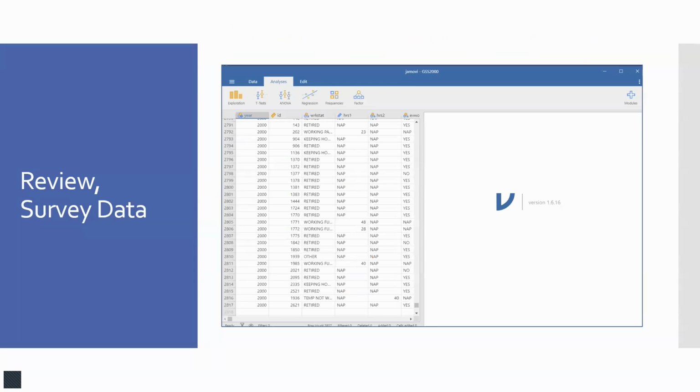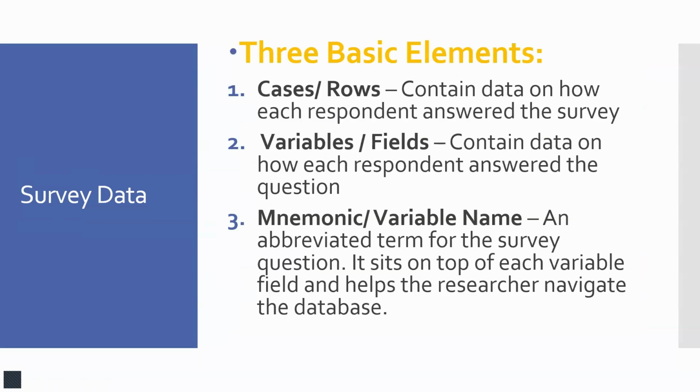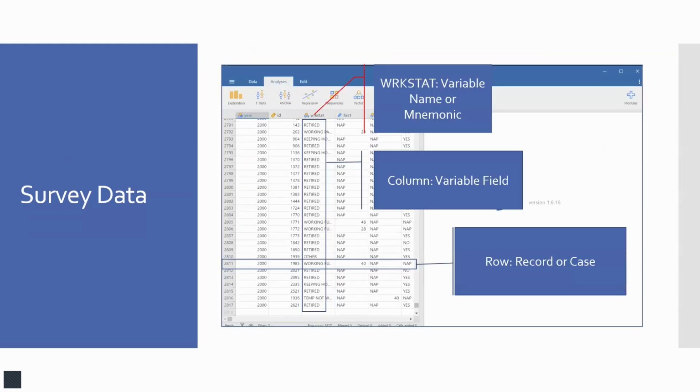Make sure to take a step back and review the Jamovi breakdowns that I did in the video, where I briefly spoke about this stuff. This looks like a data set that you would see in Jamovi. The three basic elements of the data set: cases or rows, which contain data on how each respondent answered the survey, so the rows are the individuals. Then there are the variables or fields that contain data on how each respondent answered a certain question. And the mnemonic, or variable name, is basically an abbreviated term for the survey question. It sits on top of each variable field and helps the researcher navigate the database.